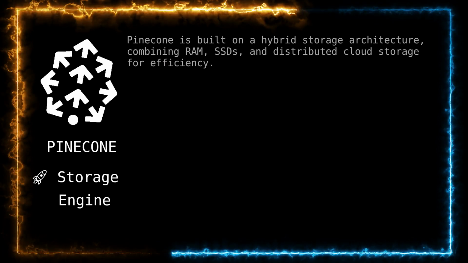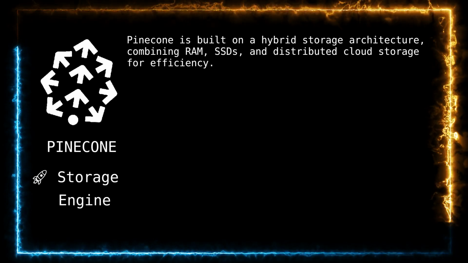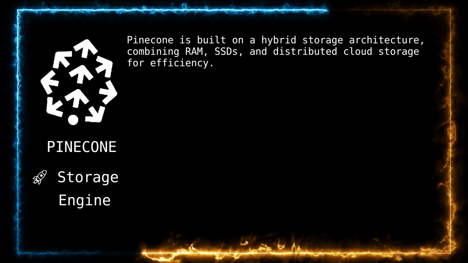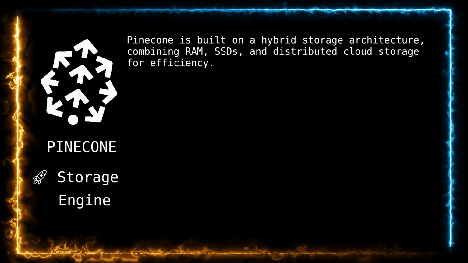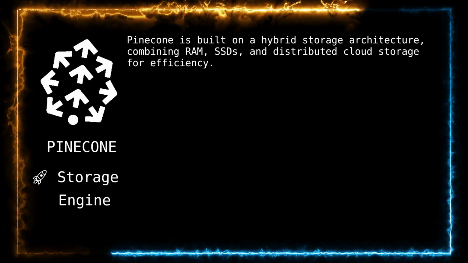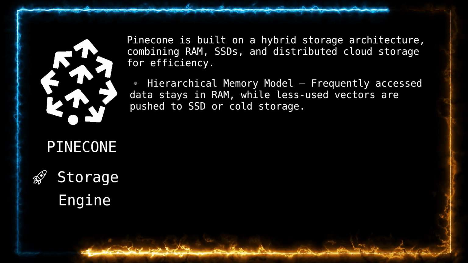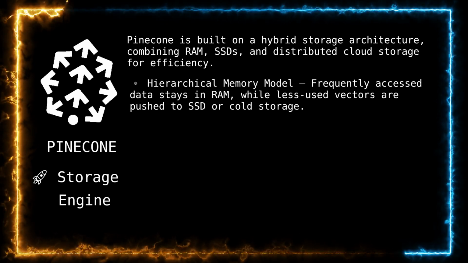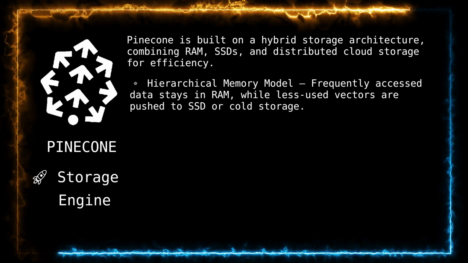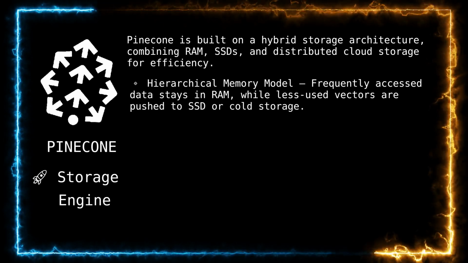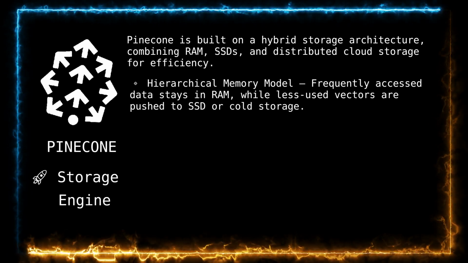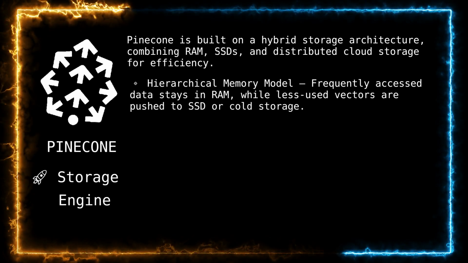Let's talk about storage engine. Pinecone is built on a hybrid storage architecture combining RAM, SSDs, and distributed cloud storage for efficiency. In Pinecone we have a hierarchical memory model. That means frequently accessed data stays in RAM, while less used vectors are pushed to SSD or cold storage.